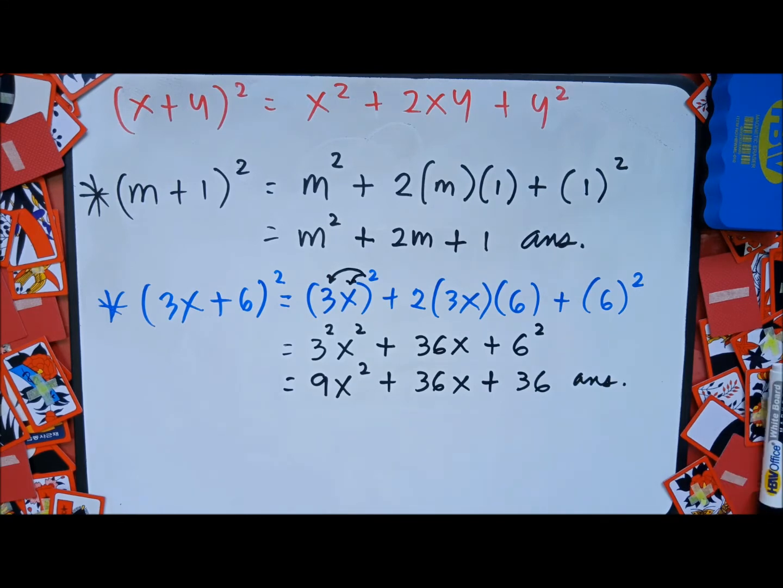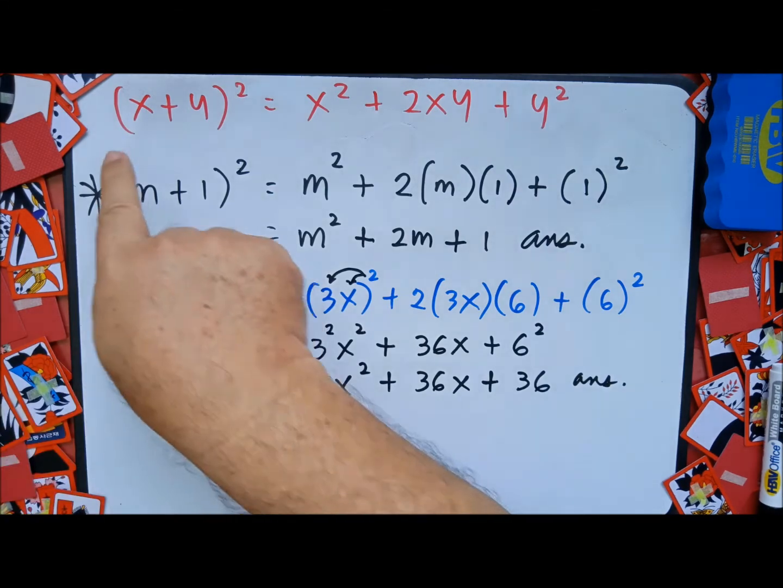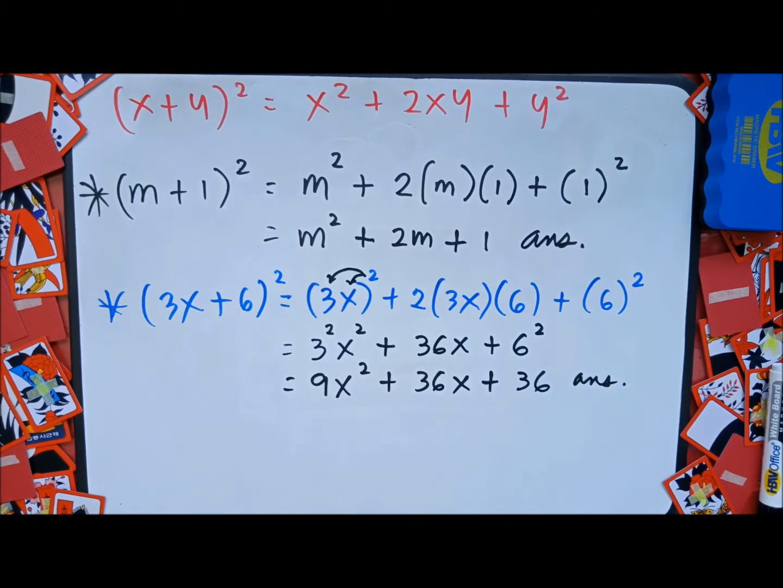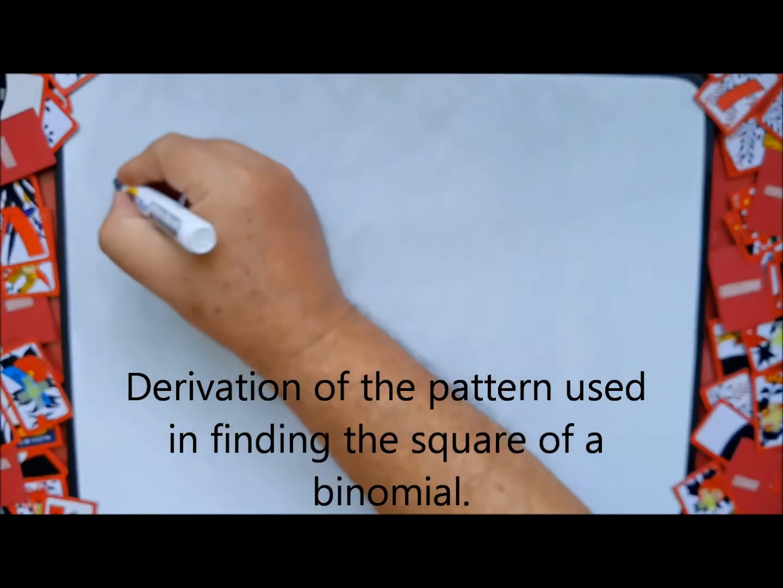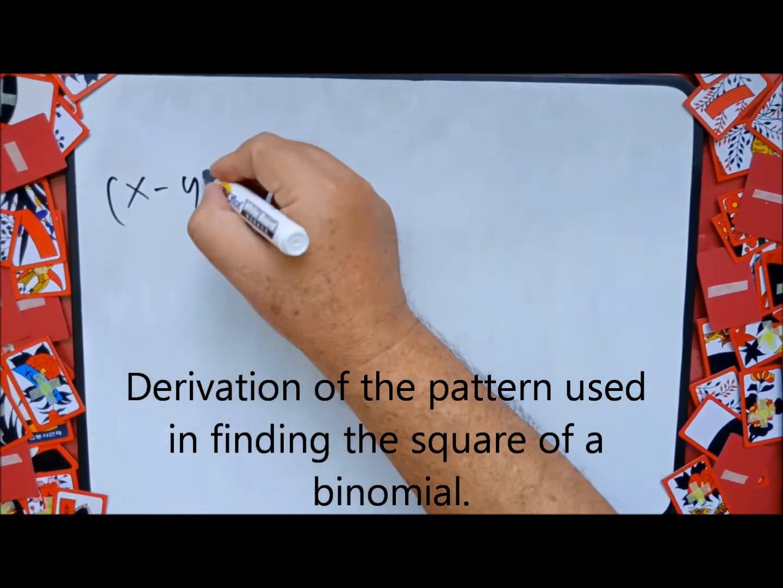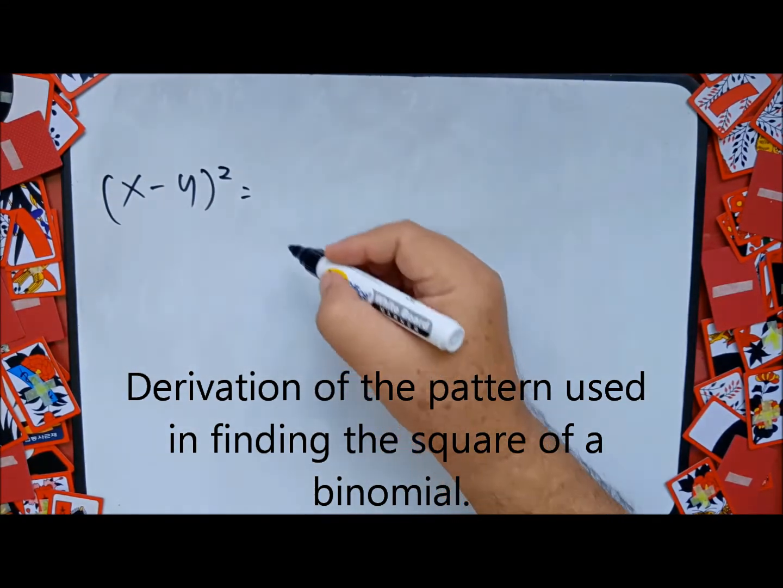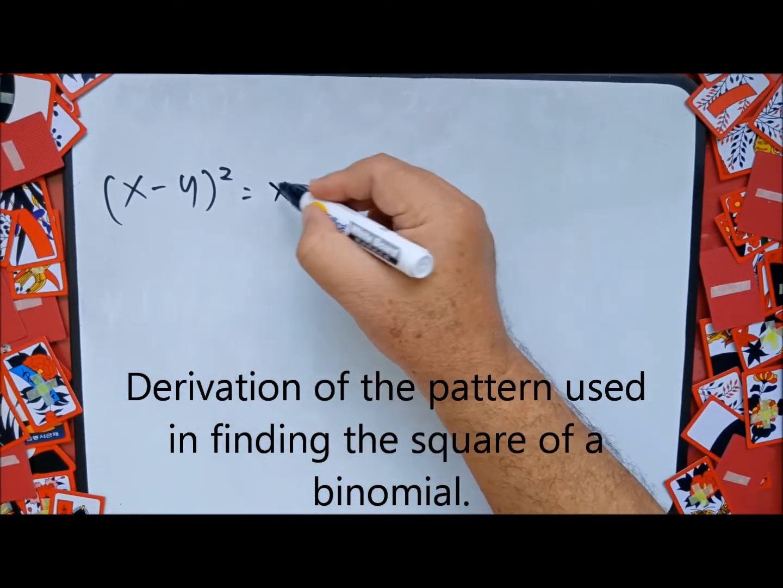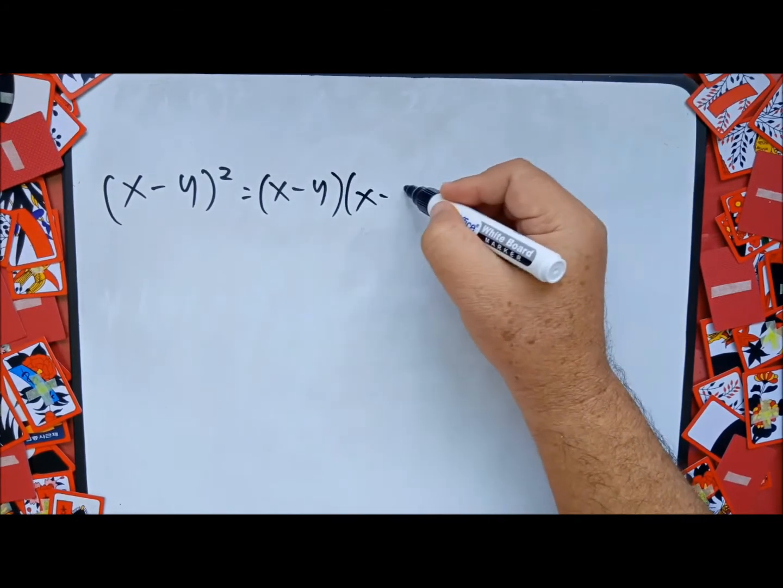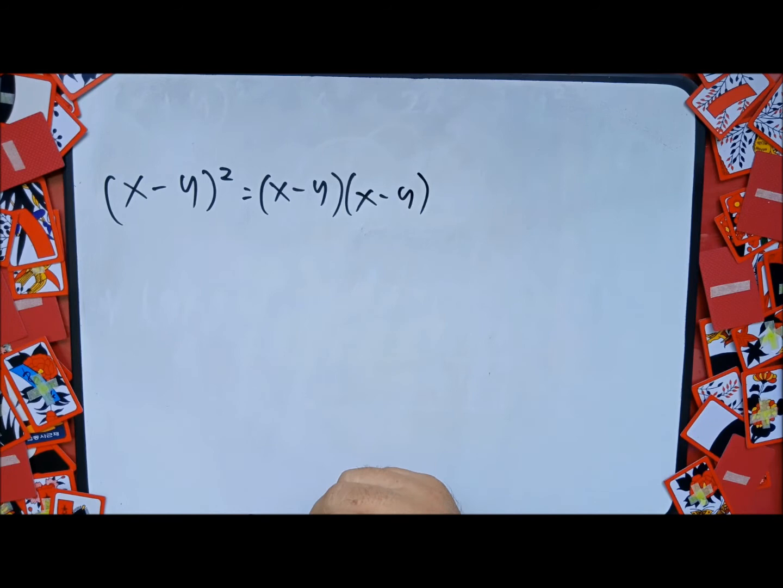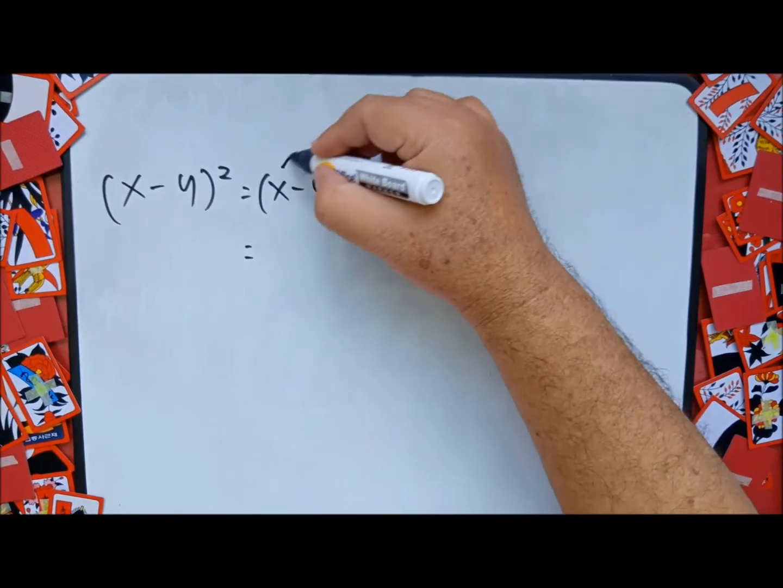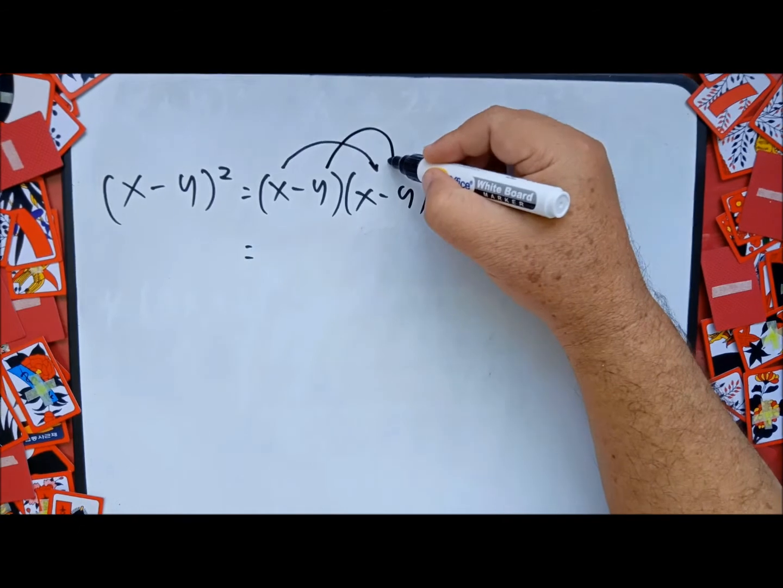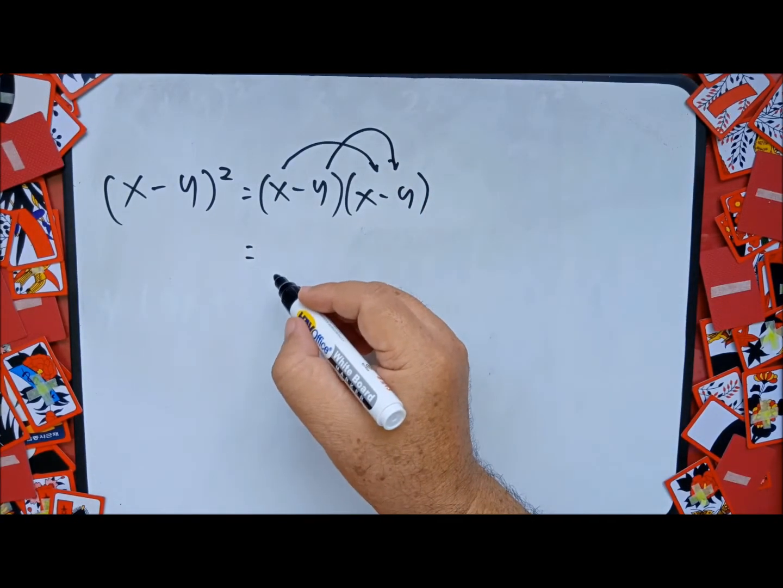Okay, so we'll take another example for a negative difference of two terms, x minus y. Okay, let's try another one. (x − y) squared is equal to what? (x − y) times (x − y). Now, what will you do? Distribute the first term, distribute the second term. So this will become what?